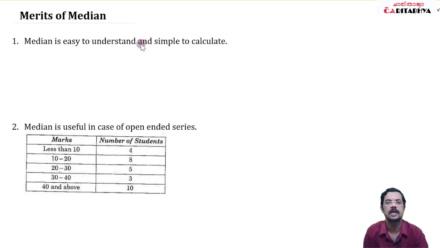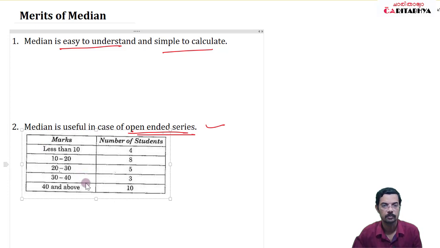Median is very easy to understand and simple to calculate. In case of ungrouped data, it is very simple. We just have to arrange them and find the middle value, and the median is ready. Okay, very simple. Now median is useful in case of open-ended classes. See, what is open-ended classes? Look at this example. In this example, we know that.